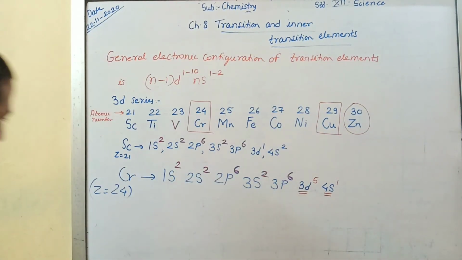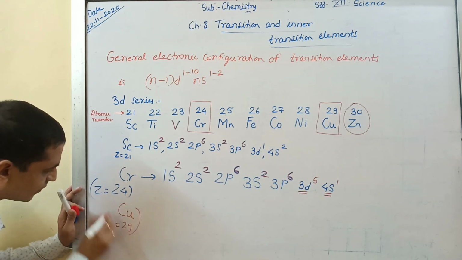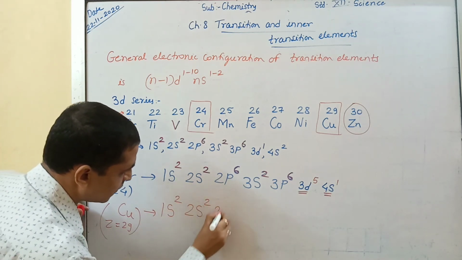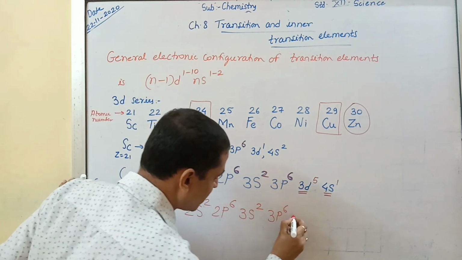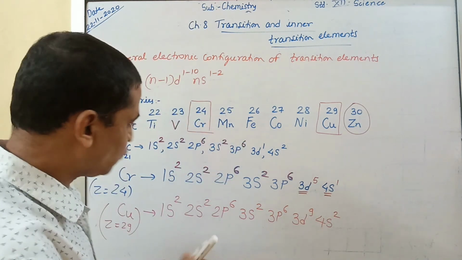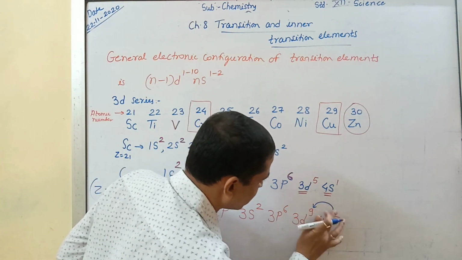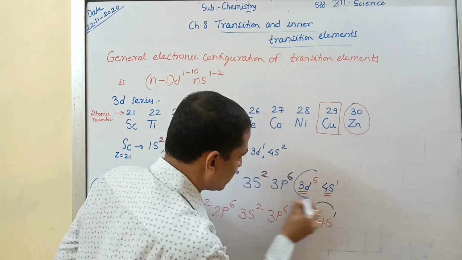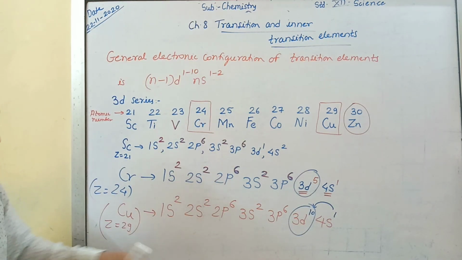Similarly, see the electronic configuration of copper. Z is equal to 29. Here you get 1s2, 2s2, 2p6, 3s2, 3p6, 3d9 and 4s2. In order to give extra stability to copper, one of the electrons shifts from the 4s orbital to 3d. Then you get 4s1, and here you get 3d10. Now the copper is what? Stable in its elemental state.